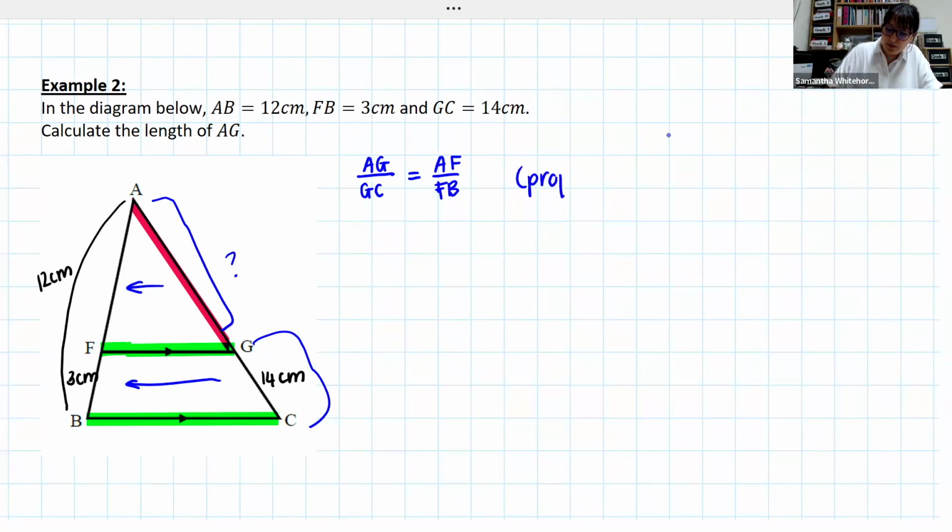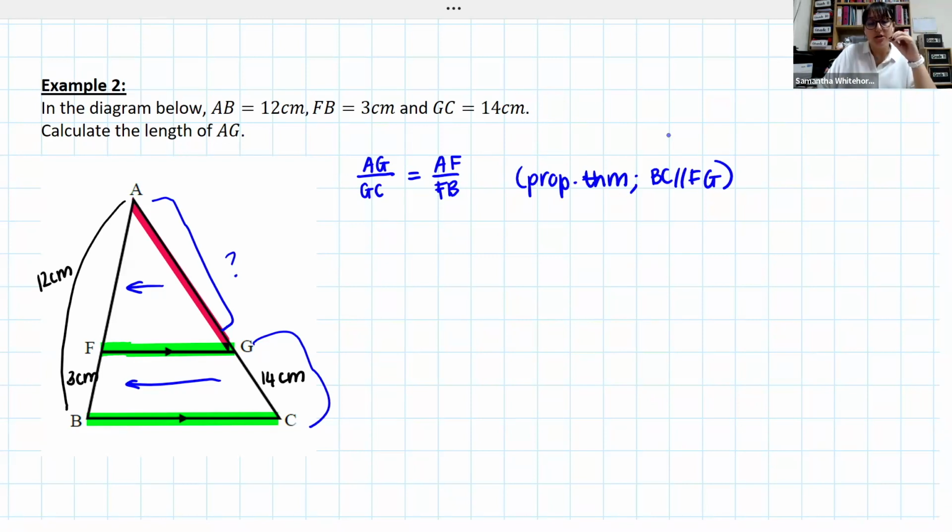Remember your reason: prop theorem. And if you're going to use prop theorem, you have to state your parallel line. So BC parallel to FG, or you can use "line parallel to one side of triangle." I just find it too wordy and I'm lazy, so I don't want to use that. You can use that if you want to.